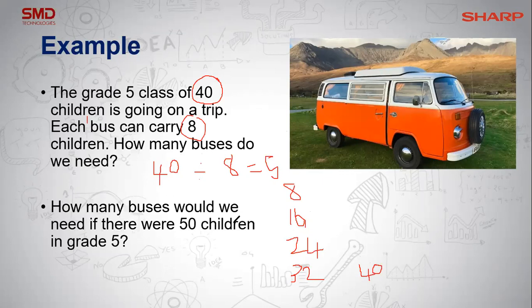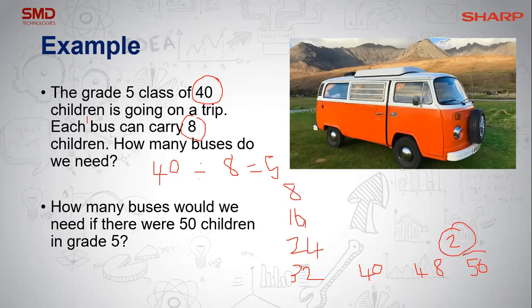Now, again, here, this question is a little bit different. How many buses would we need if there were 50 children in grade 5? So we've already done our counting in over here, so I'm just going to keep going. If I add another 8 to 40, I've got 48. And if I add another 8 to 48, I've got 56. Right. So here we can see 56 is too big and 48 is too little. Okay, so 1, 2, 3, 4, 5, 6 buses, and then I've got two children that are left over.